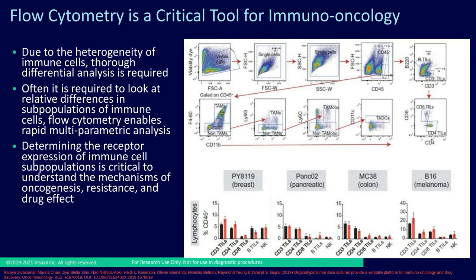Determining the relative receptor expression in the immune cell subpopulations is critical to understand the mechanisms of oncogenesis, resistance, and drug effect. And so at the end of the day, the more data that you can get about these cell populations, the more information that you can then uncover about the different factors that contribute to the progression of the tumor itself.